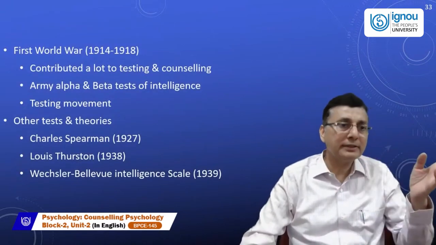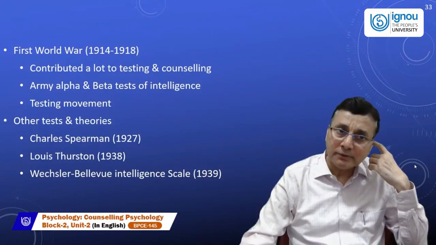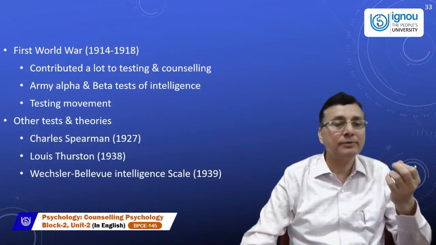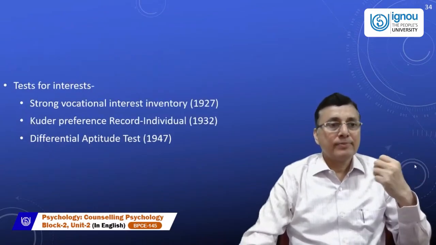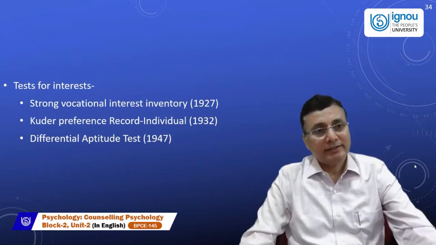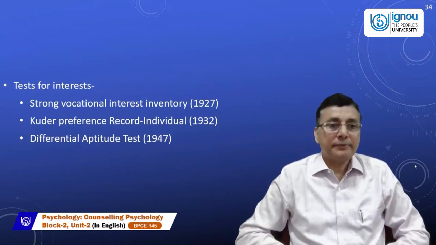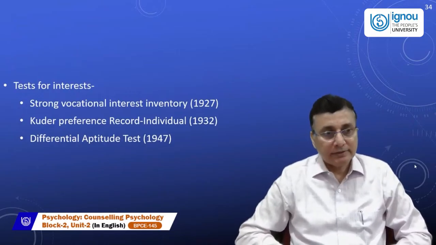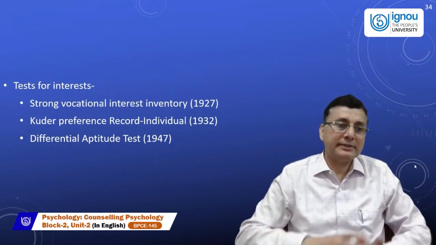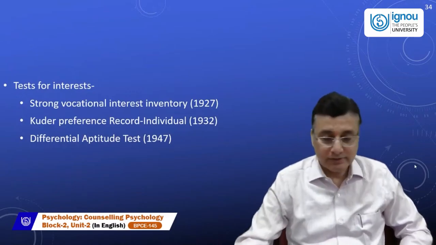So the First World War actually contributed a lot about testing, but it was basically for the soldiers. There are various tests of interest, like the Strong Vocational Interest Inventory, Kuder Preference Record Individual, and the Differential Aptitude Test. Basically, the Differential Aptitude Test is used in career counseling.